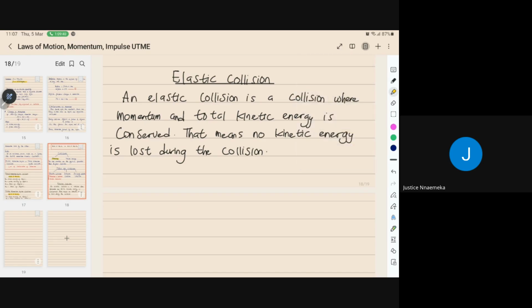Now, there's something I said about this elastic collision, that they rebound, right? Everybody will return to their original position, everybody goes back after that collision. That's what makes it elastic. All right. So note that objects bounce off each other without permanent deformation.